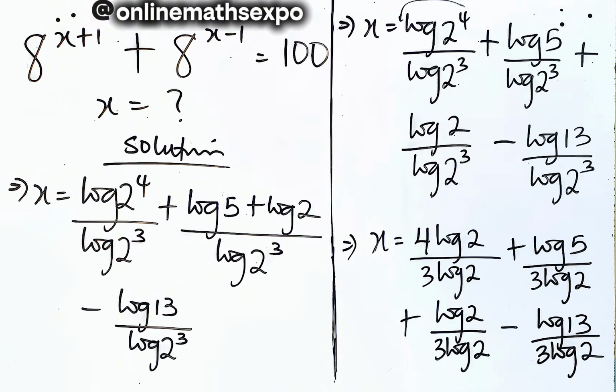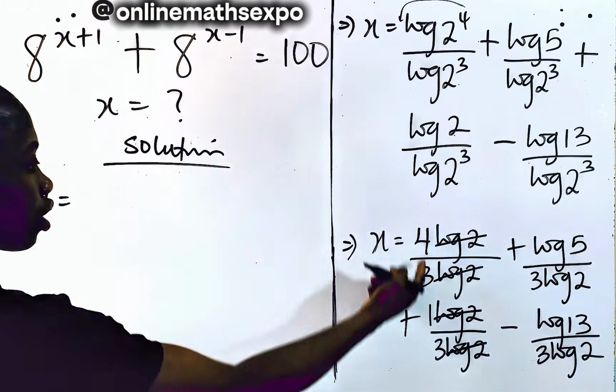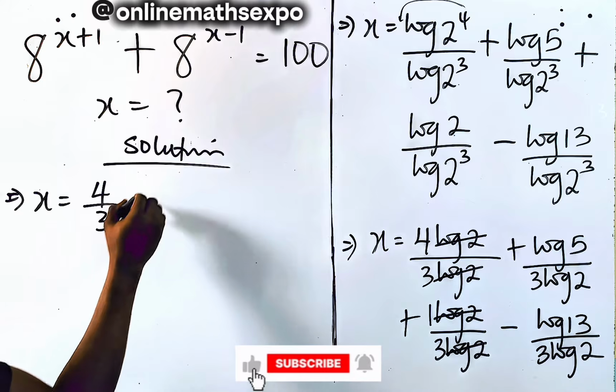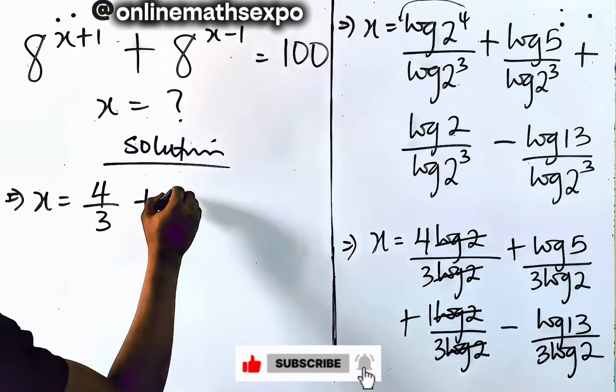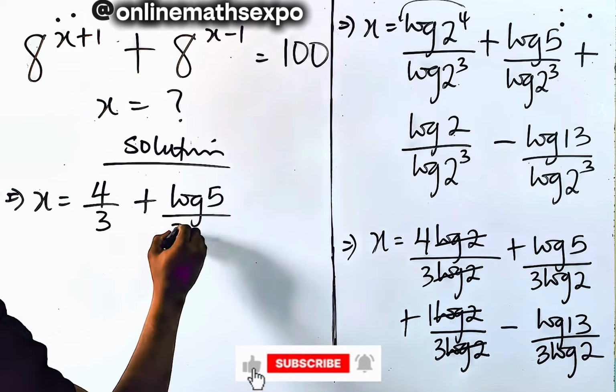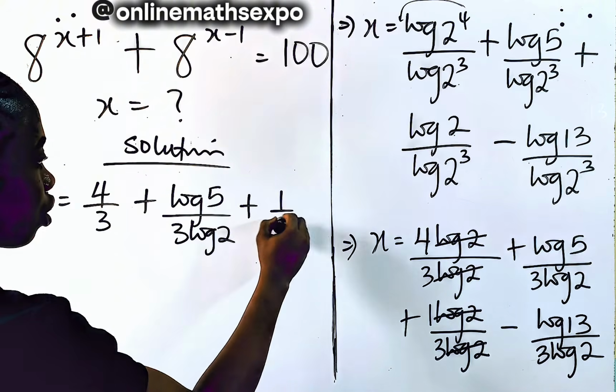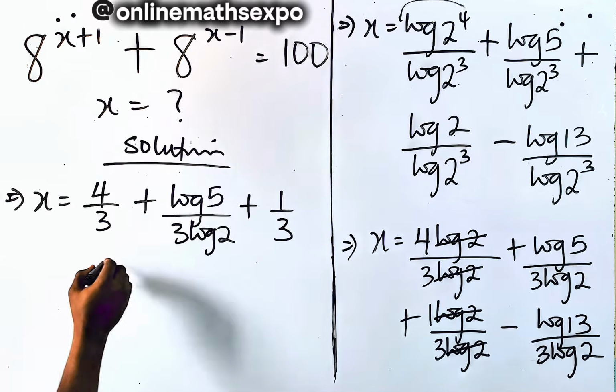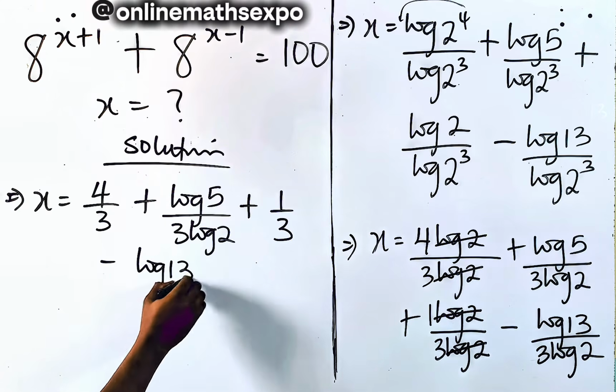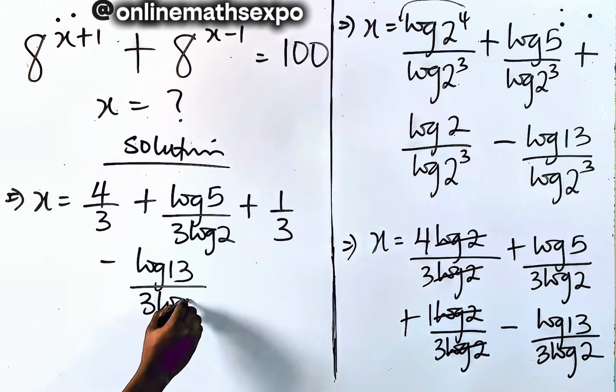So did you observe anything? You observe that this is log 2 and log 2, they can cancel. And this one is log 2 and log 2, they can cancel. But remember, the quotient of this log here is 1. So take note. So simplify, we have x is equal to 4 on 3 plus, so we have here log of 5 divided by 3 log 2 plus, this gives us 1/3. Then we have minus log of 13 divided by 3 log 2.